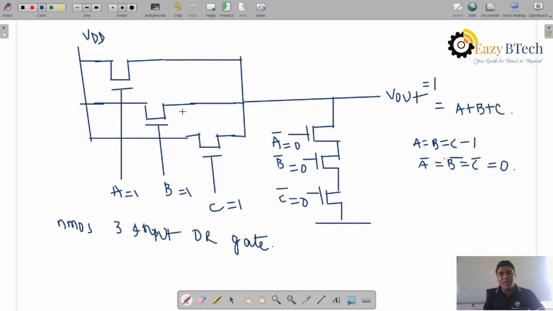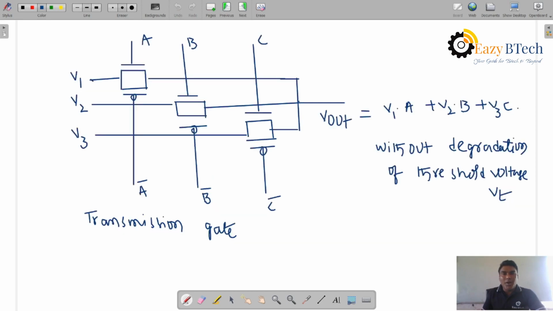So it is a parallel combination, and it is also affected by the threshold voltage. The output is affected by the threshold voltage VT. So whether it is series or parallel, it will be affected by the threshold voltage, but this does not happen in the transmission gate, which is not affected.